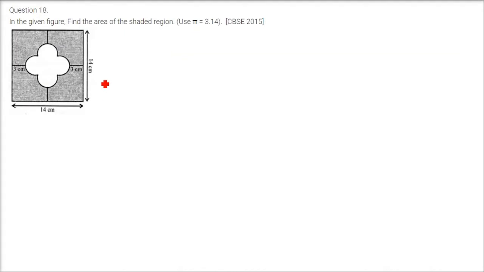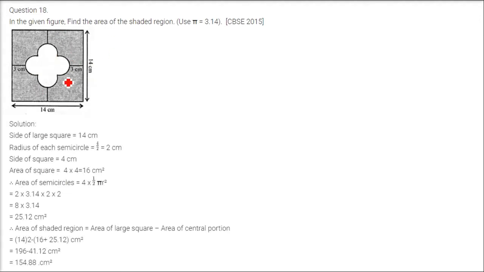In the given figure, find the area of the shaded region. So this is the shaded region. If you see, I have this one part and this two part. If I combine 1 and 2, it will be a circle. Then this part and this part: if I combine 3 and 4, this will again be a circle.